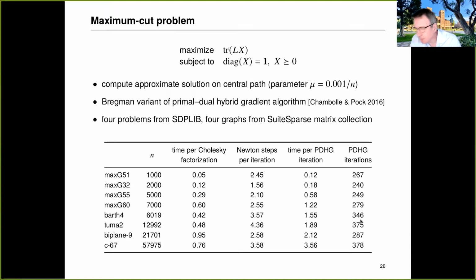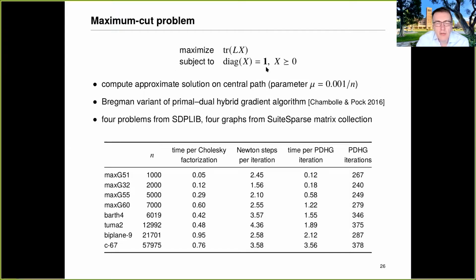So maybe just to finish, 2 examples. We apply this to the first max cut problem, where we took 8 problems, 4 from SDPLIB, and then 4 that we generated from SuiteSparse. So these are the dimensions. They're all very sparse. We compute a point on the central path of this problem with this barrier parameter.